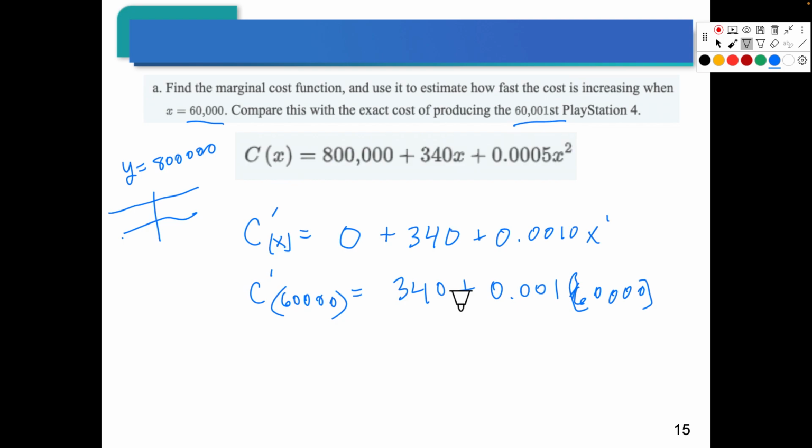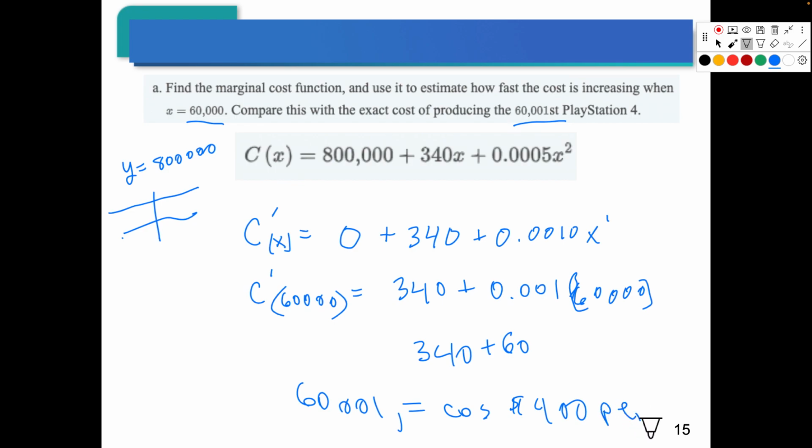calculate that. Let's see. 0.01 moves the decimal 1, 2, 3. So the cost here is going to be 60 plus the 340. So the marginal cost at the 60,000 is going to be $400. 340 plus $60 per. What are we making here? We are making a PlayStation 4. $400 per PlayStation.